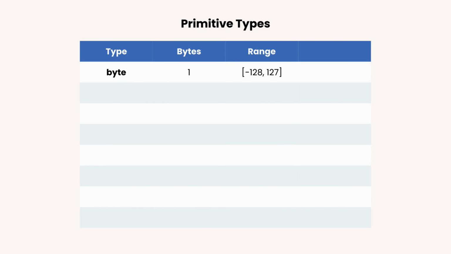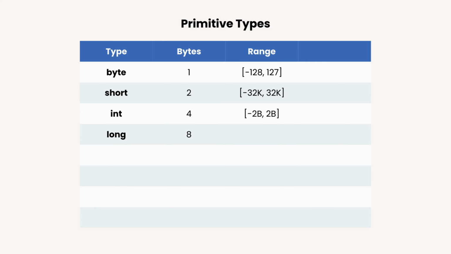Now, the more bytes we have, the larger numbers we can store. So next we have short, which takes 2 bytes. And with this, we can store values up to 32,000. Next, we have integer, which we have seen before. Integers take 4 bytes of memory and allow us to store values up to 2 billion. Then we have long, which takes 8 bytes. And with this, we can store even larger numbers.